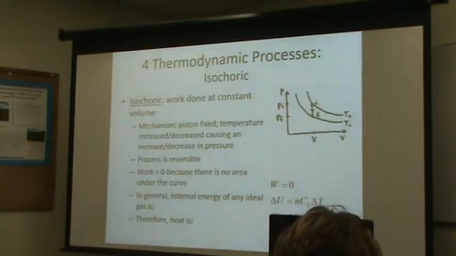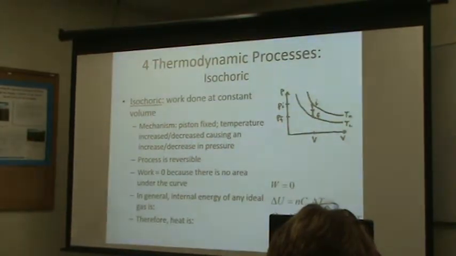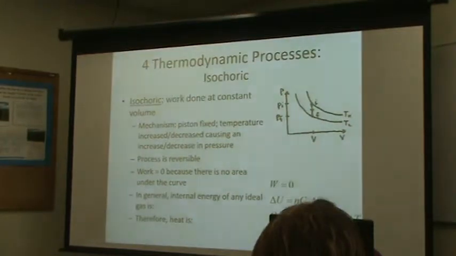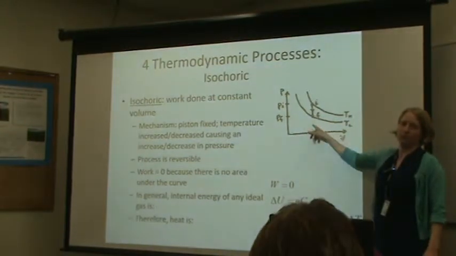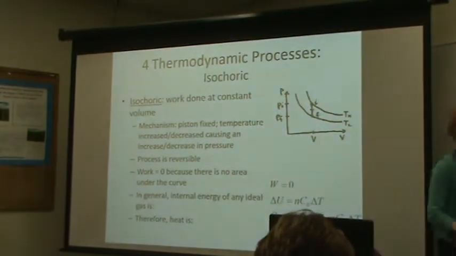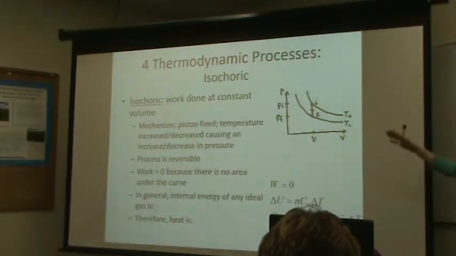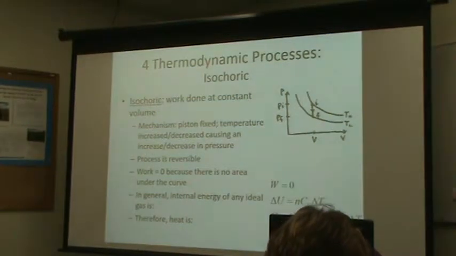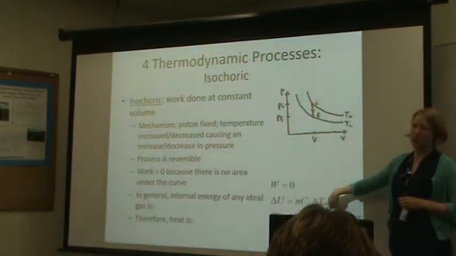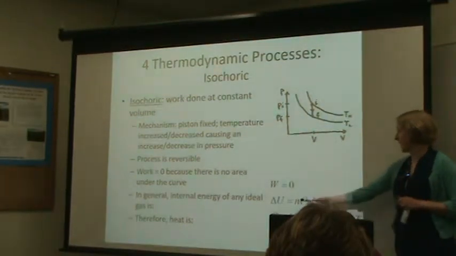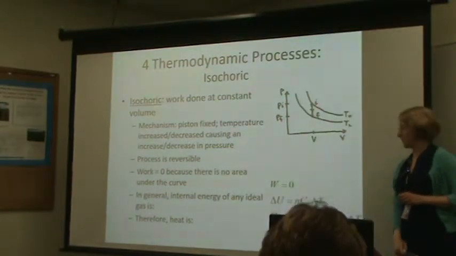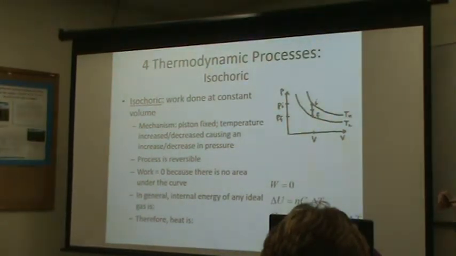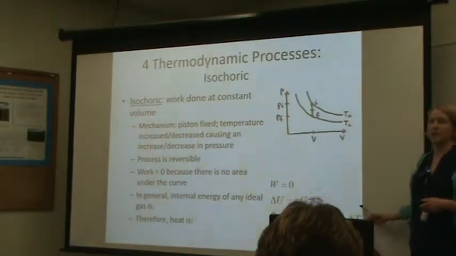Just like the isothermic process, this is a reversible process. Work is 0. Why? Because there's no area under this curve. So that's nice. The last one had 0 internal energy. This one has 0 work. The internal energy is just defined by an equation: N C_V delta T. C_V is a new term, so we'll talk about what that means on the next slide. But of course, if work is 0, then Q is the same as delta U.